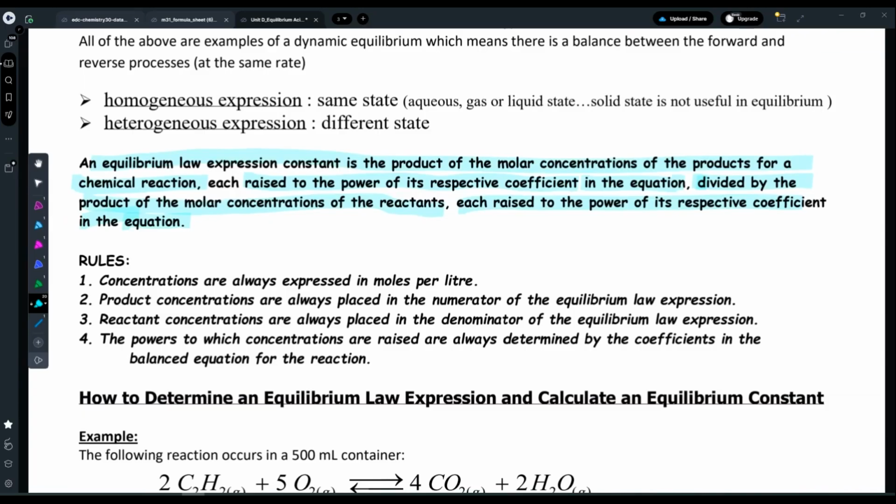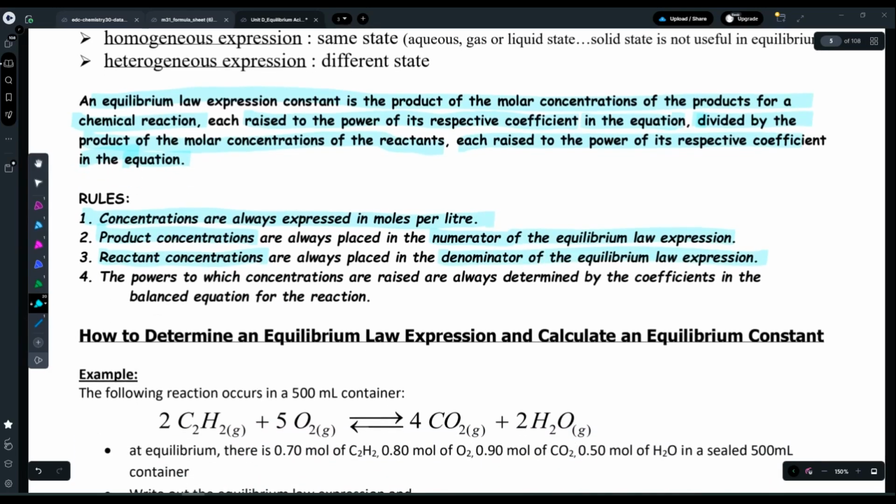There are some rules for equilibrium law expressions. Concentration is always in moles per liter. Product concentrations are always in the numerator of the equilibrium law expression. Reactant concentrations are always in the denominator. And the powers to which concentrations are raised are always determined by the coefficients in the balanced chemical equation.